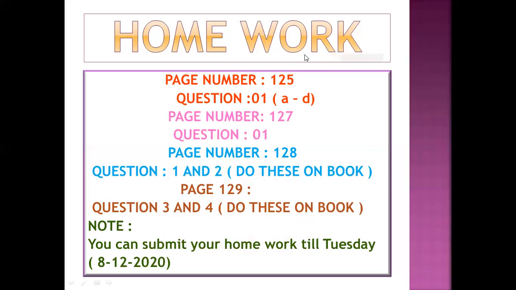Same on page 129, question 3 and 4. They both are the same. You only measure the sides and angles, fill the table, and you mention which type of triangle it is. If three sides are equal, then you write there this is an equilateral triangle. If two sides are equal, then the triangle will be isosceles. If all the sides are different, then the triangle will be scalene triangle. Same according to the angles, you can see which is an obtuse angle triangle, which is right angle triangle, which is acute angle triangle.